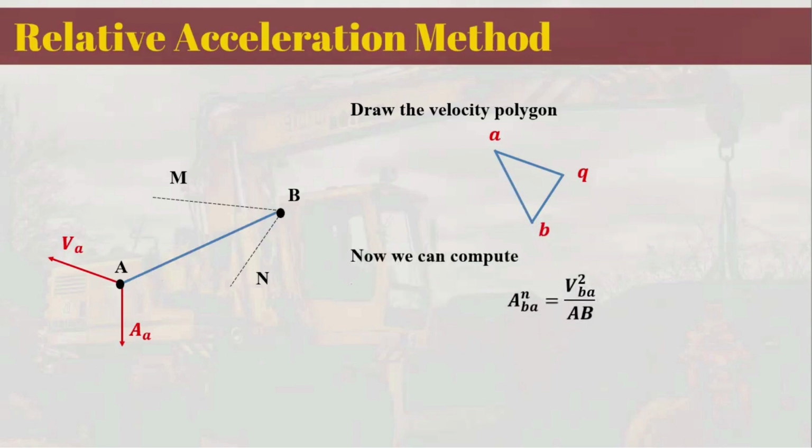The next step is now to compute the value of the normal component of the relative acceleration of B with respect to A. So this means relative acceleration of B with respect to A normal. We already have the formula for that, and that is equal to the velocity of B with respect to A squared divided by AB. This is also the reason why we have to draw the velocity polygon, because we need to find the length of AB, because our AB represents this velocity of B with respect to A. You just have to measure this and then plug in the value so that you can get the relative acceleration of B with respect to A normal. Now we have this one, so we just have to solve for the tangential component.